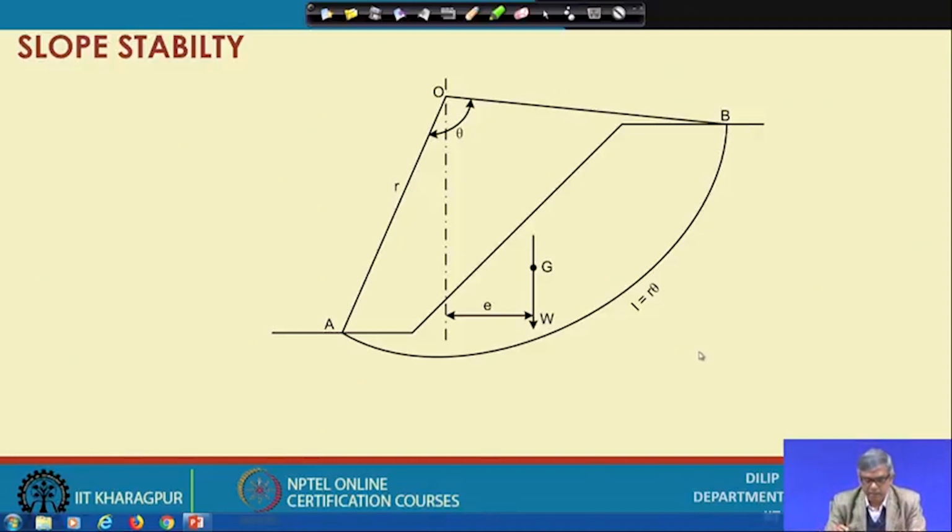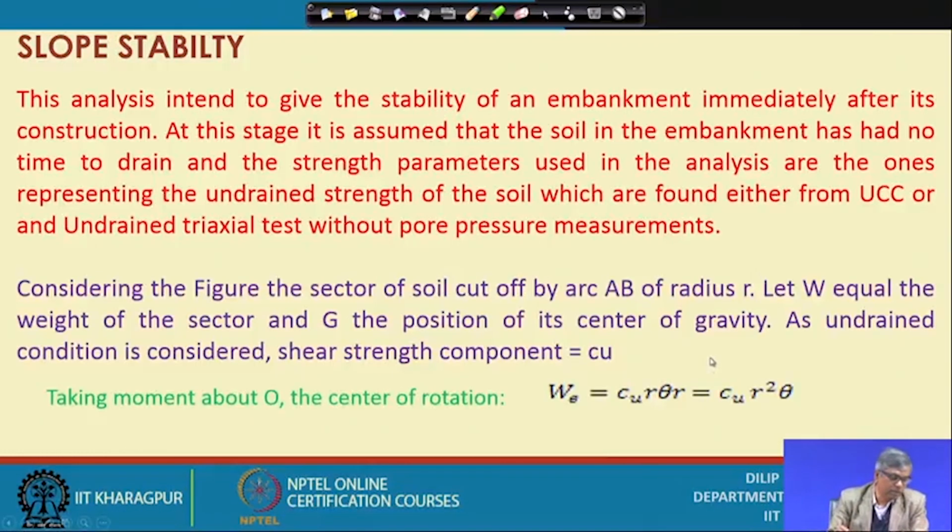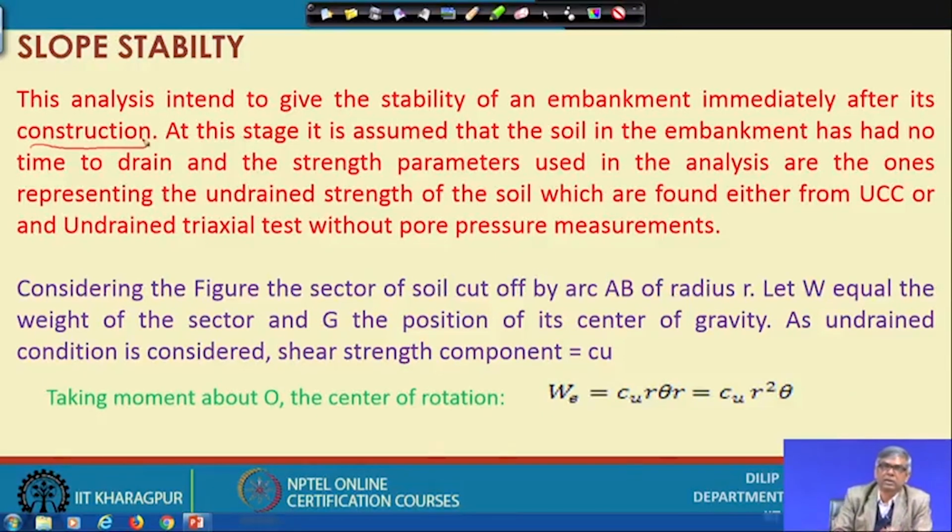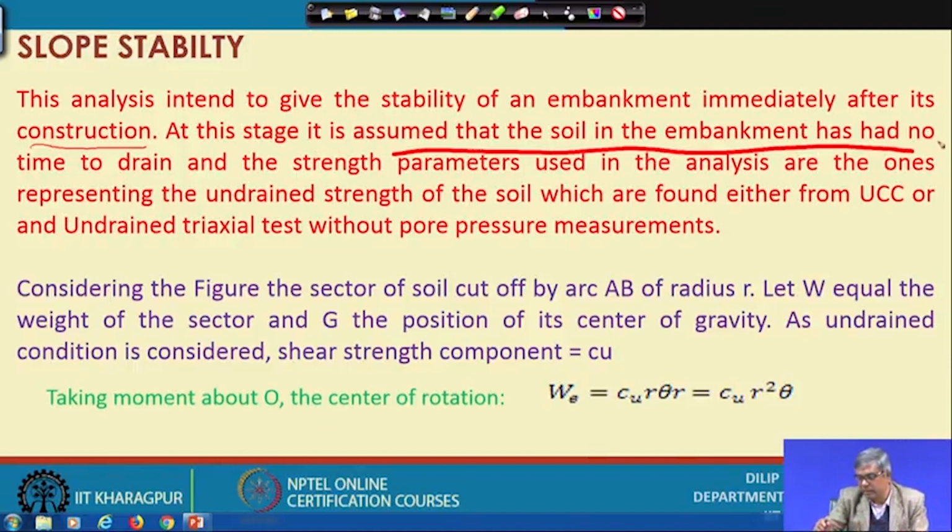You can see here, this analysis intends to give the stability of an embankment immediately after its construction. That means what we are trying to introduce here is the undrained condition, that means the embankment immediately after its construction, so there is no time to dissipate the pore water pressure. At this stage, it is assumed that the soil in the embankment has no time to drain, and the strength parameters used in the analysis are the ones representing the undrained strength of the soil.